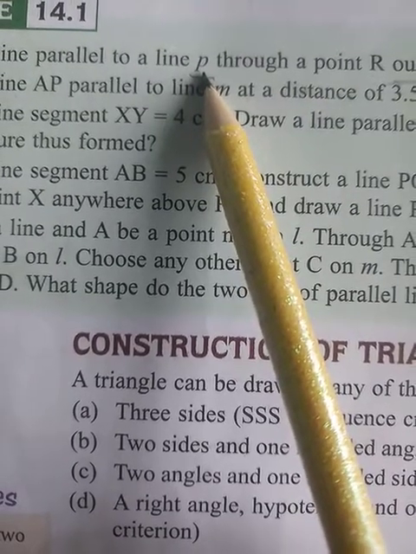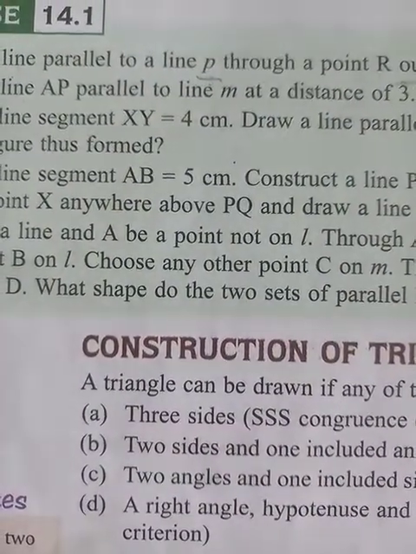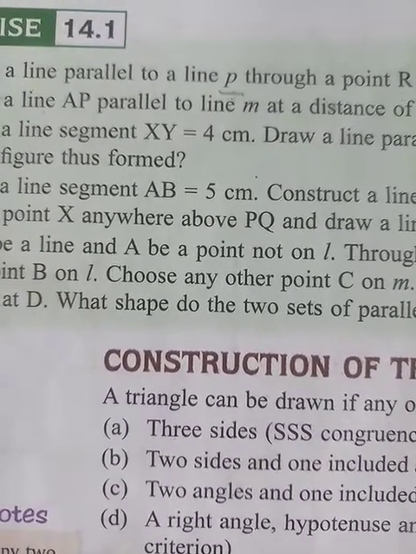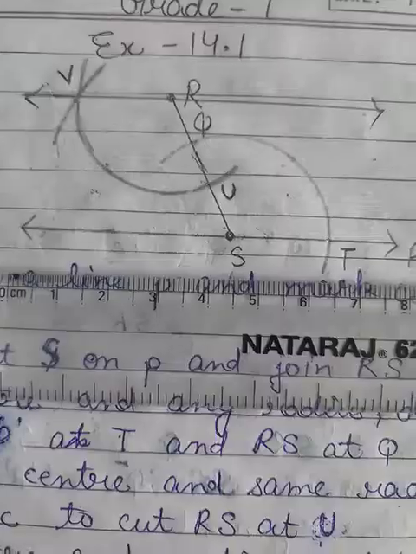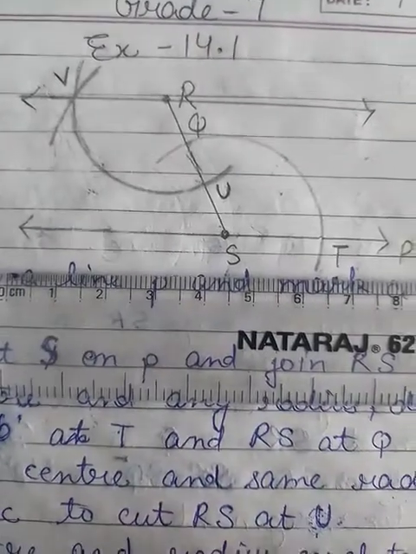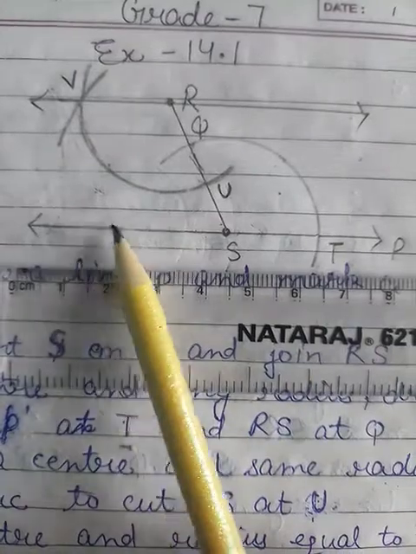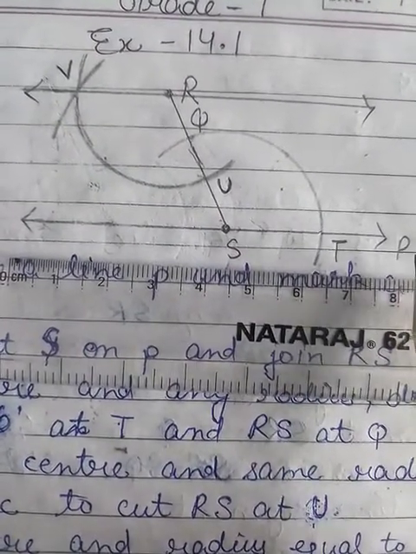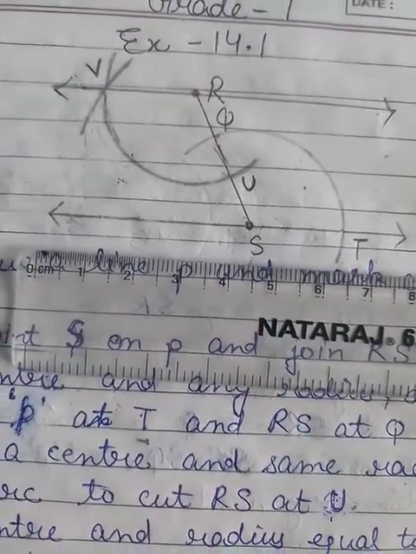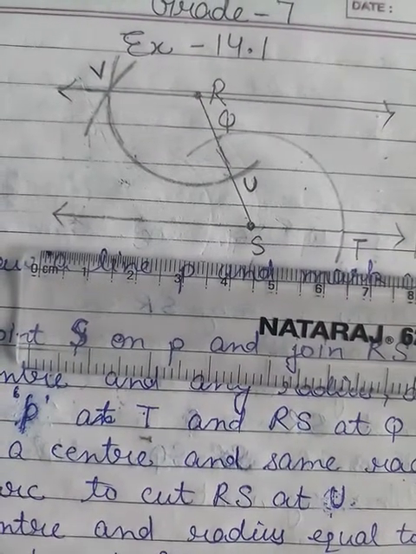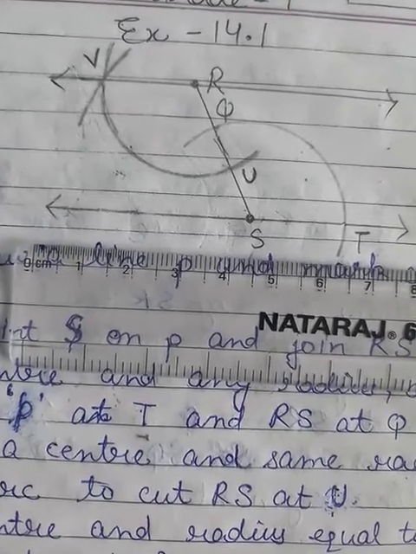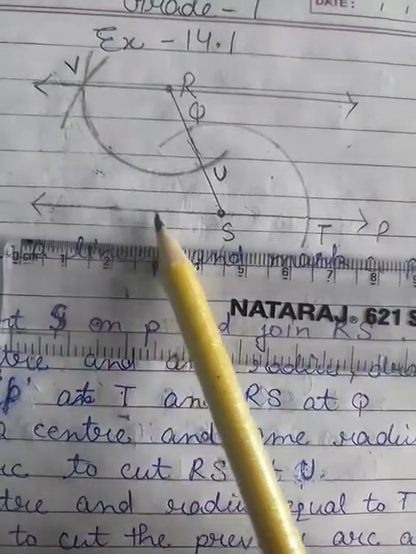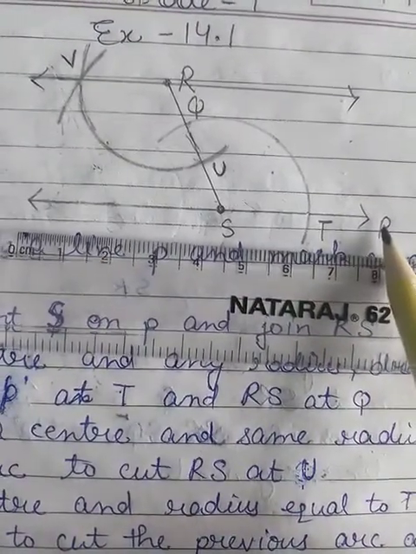I have already done the construction, so I will explain it step by step. Very firstly we will draw a line with the help of a scale and give it the name P, because in the statement it is mentioned that we need to draw a parallel line to a line P. So the starting point will be line P. I have drawn here a straight line of any length, that is P.